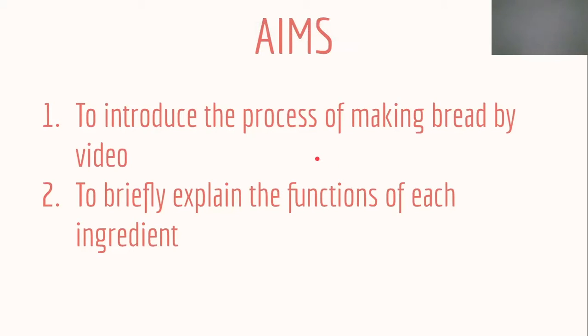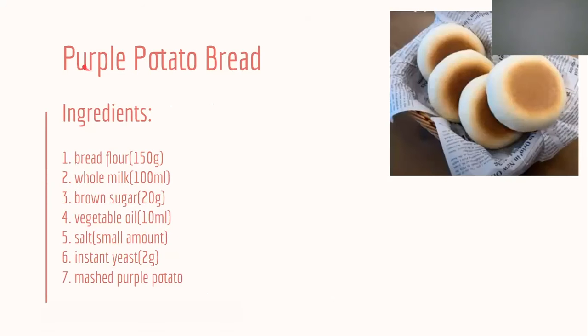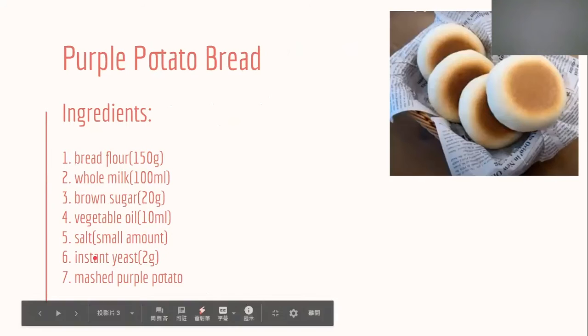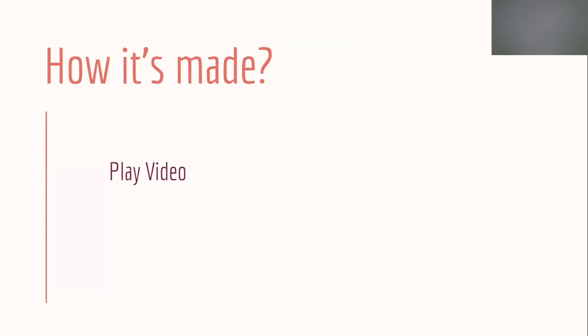Today, we are going to introduce the process of making bread by videos and briefly explain the functions of each ingredient. The dish we are going to introduce would be the purple potato bread. And here is the list of the ingredients, including the bread flour, whole milk, brown sugar, vegetable oil, salt, instant yeast, and mashed purple potato. Then we just take a look at the videos about the cooking process of the bread.